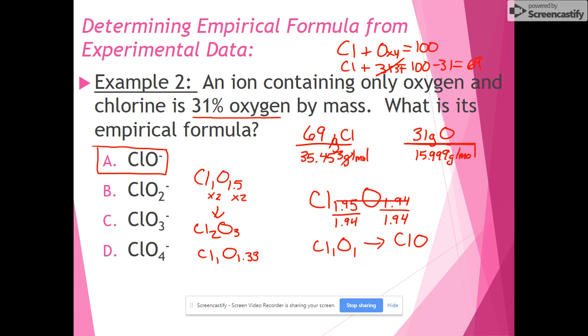Let's say you got Cl1O1.3. If it's 0.5, you multiply by 2. If it's 0.3, you multiply by 3. And this helps us get whole numbers. This would become chlorine 3, oxygen 3 times 1.33 would give us 4. So 0.5 multiplied by 2, somewhere around 0.33, 0.34, you would multiply by 3 to get rid of that.